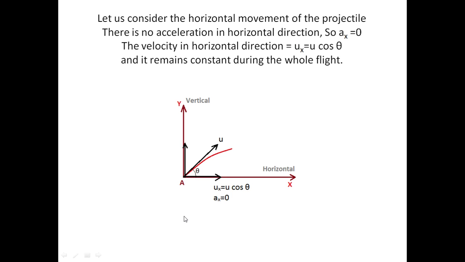Let us consider the horizontal movement of projectile. There is no acceleration in horizontal direction, so Ax is 0. The velocity in horizontal direction Ux is equal to u cos theta, and it remains constant during the whole flight.